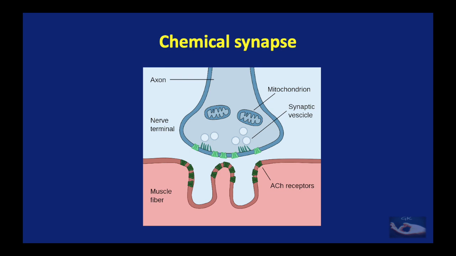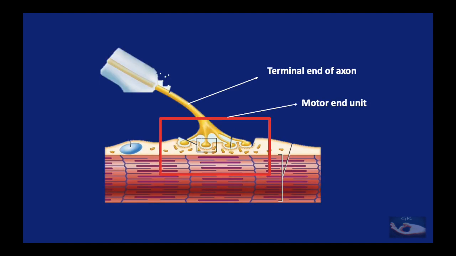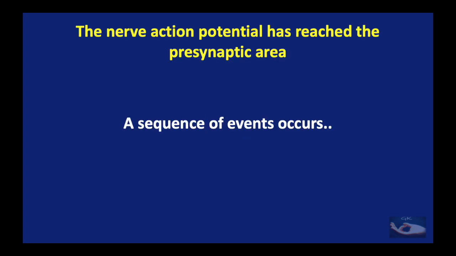Here, the neuron sending the signal is present in the presynaptic region. The presynaptic region contains synaptic vesicles, which are sacs in the synaptic end bulb containing the neurotransmitter acetylcholine. The cell receiving the signal is the postsynaptic cell. This is the motor end plate as far as the muscle is concerned. It is the region of the muscle cell membrane opposite the synaptic end bulbs with acetylcholine receptors. When the action potential travels down the motor neuron and enters the motor end plate, a sequence of events occurs.